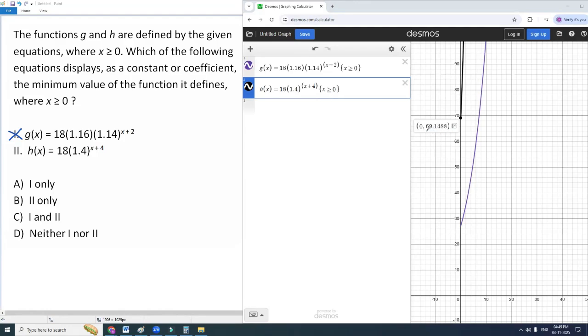Now we have to check whether this value is displayed as a constant or coefficient in the function h of x. No, this value 69.1488 is not displayed as a constant or coefficient over here in the function h of x. We can reject the second one as well. So both the given functions do not display their minimum values as a constant or coefficient. The correct answer choice for this question is neither one nor two.